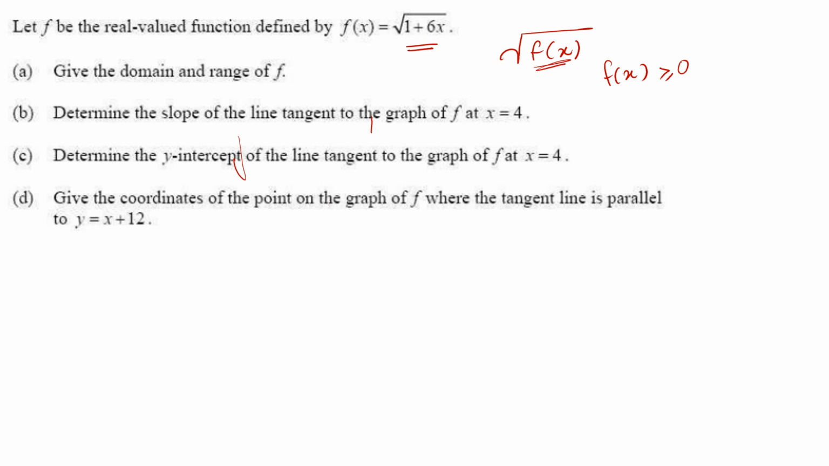Make it greater than or equal to 0. Solve for x. So bring the 1 over here. You will get 6x greater than or equal to negative 1. Divide by 6.